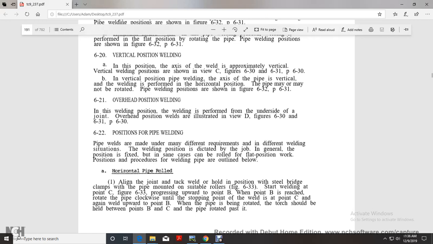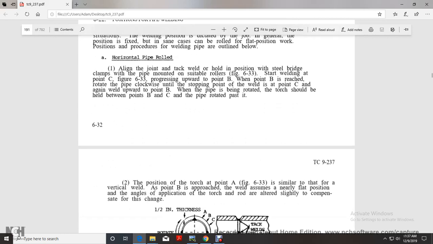Figure 633. Start welding at point C in Figure 633, progressing upward to point B. When point B is reached, rotate the pipe clockwise, stopping at the point where the weld is started. Rotate from C, against the upward progression to point B. When the pipe is being rotated, the torch should be held between points B and C as the pipe is rotated past.